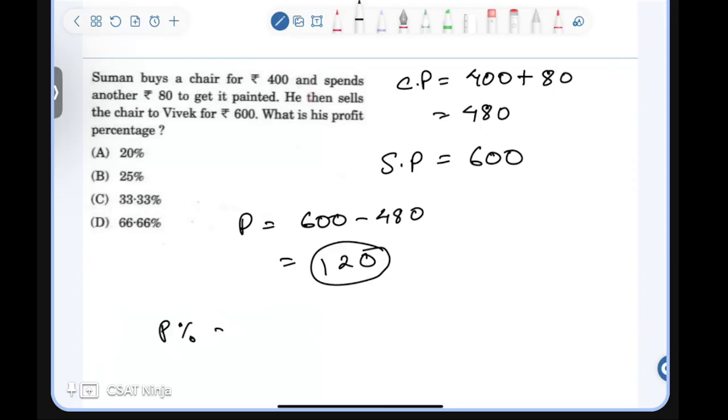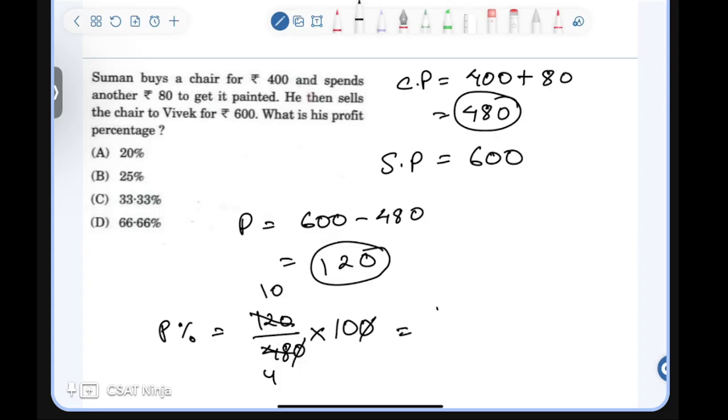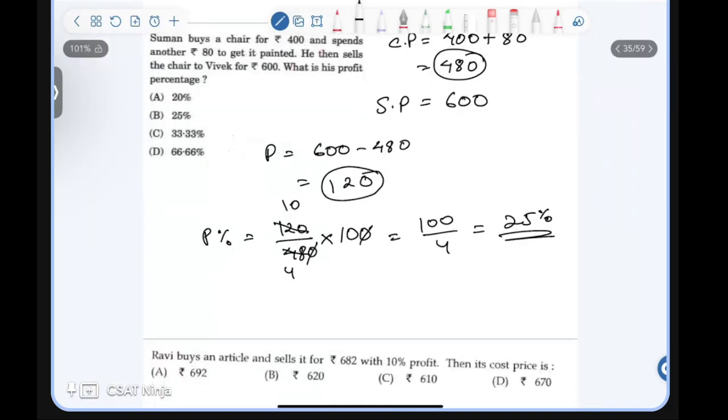So profit percentage is nothing but, there is a profit of 120 from what? There is a profit of 120 from the cost price was how much? 480 into, we need to get our answer in terms of percentage, which is into 100. So 0, 0 cancel. 12 ones are 12, 12 fours are 48, 0 here, and we have 100 divided by 4, which is equal to 25% here. So the answer here is 25%. This question was asking NPSC. Okay, clear with this?